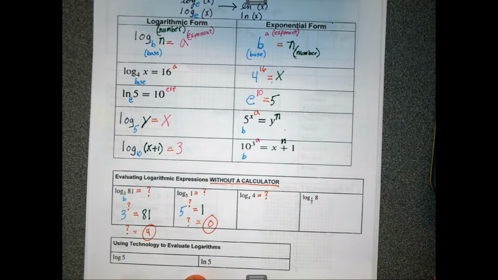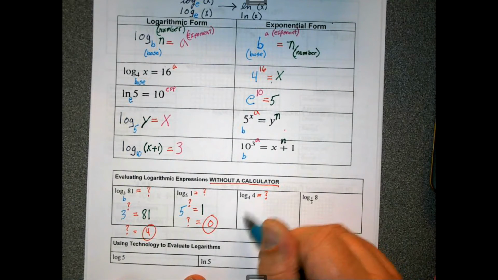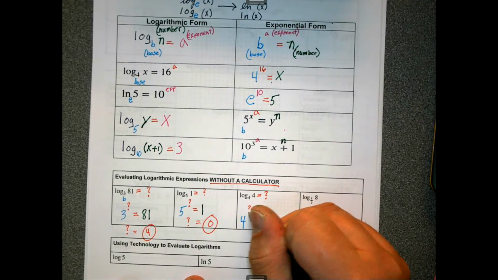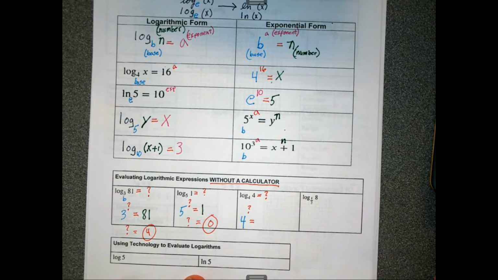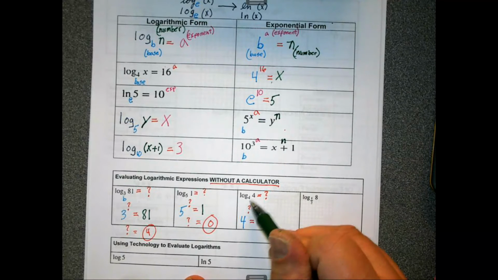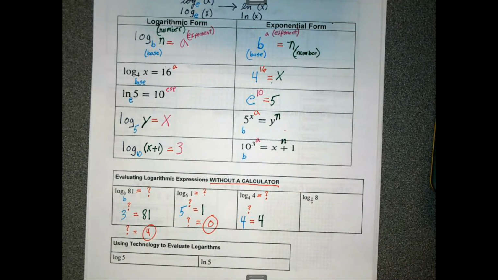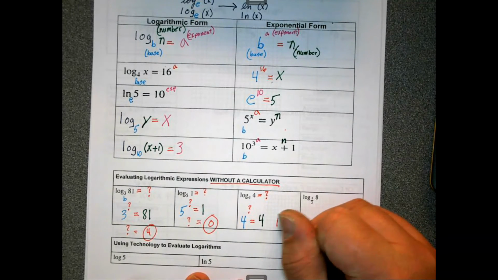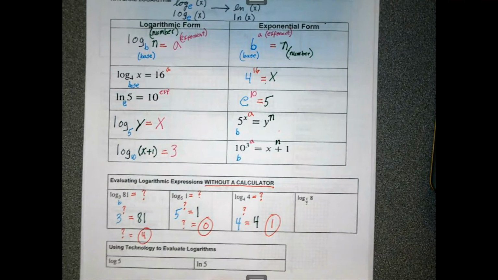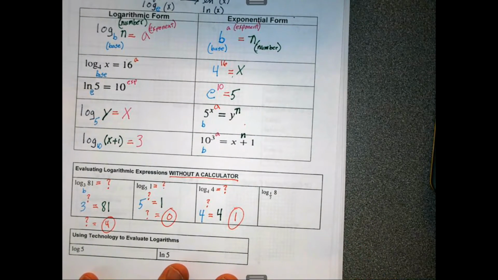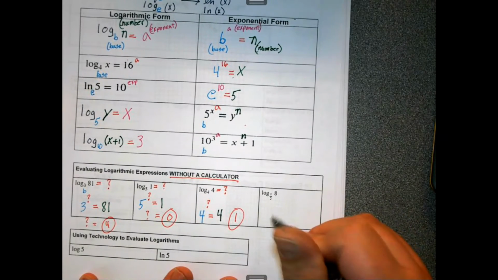Okay, my base 4 to what power is going to equal the number. Now, it happens to be 4, the same. 1. Now, that's easy. You don't think they're all going to be that easy, do you? No. Next one. Yeah, kind of throwing a wrench into things, right?